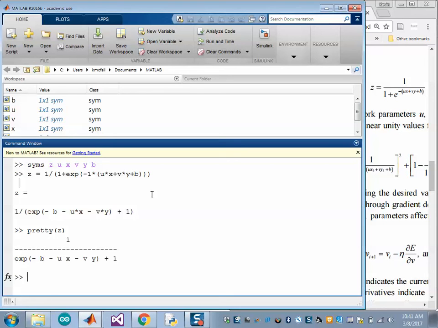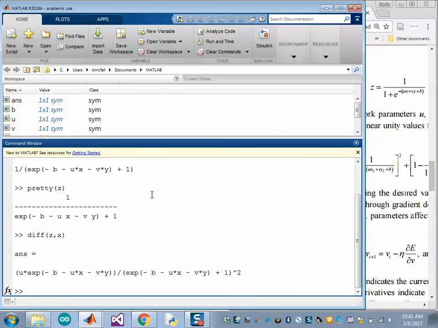Okay? And so if I'm going to take the derivative of z with respect to x, okay, there it is. Okay? I mean, taking the derivative of this with respect to x, you have to do the quotient rule and then the chain rule, and it's not hard, it's just painful. There's a lot of steps. Okay? So here, this assumes that u, b, v, and y are all constants, and x is the only thing that changes. And so it took the derivative of that with respect to x. So isn't that wonderful? Okay, I now have the derivative with respect to x.